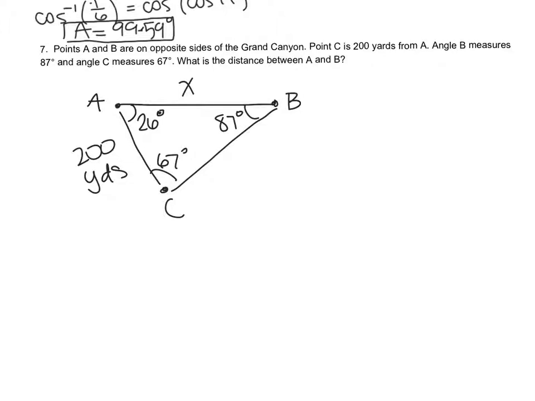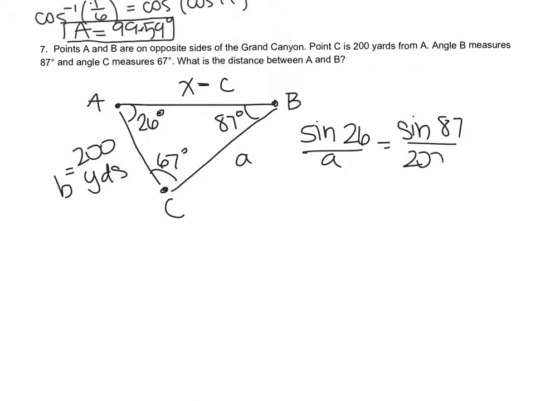So in this case, the 200 yards is going to be side B, X is going to be side C, and BC is going to be our side A. So setting up with what we're given, we have that sine of 26 over A equals sine of 87 over 200 equals sine of 67 over x. You could use c there. I'm going to use x since that's what I originally labeled the angle.